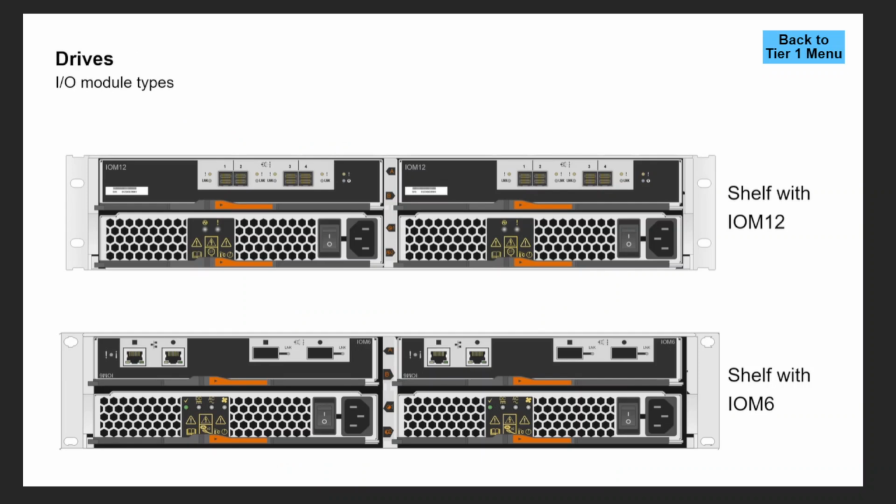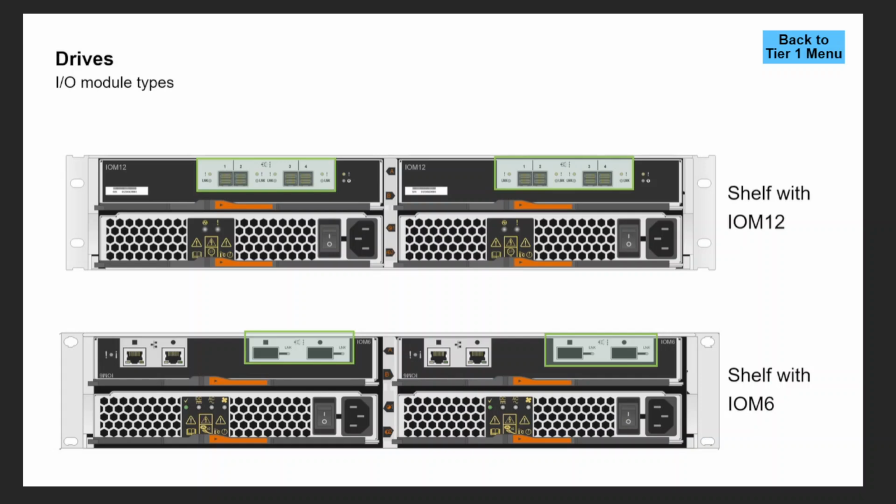Here you can see the back side of 2 models of drive shelves that use SAS connections to the host storage controller. These connections are managed by I/O modules, or IOMs. The upper example is a shelf that uses IOM 12 modules, and the lower example is a shelf that uses IOM 6 modules. On the IOM 6 modules, the SAS and alternate control path, ACP, connections use a circle symbol and a square symbol to make cabling connections within a series easier.